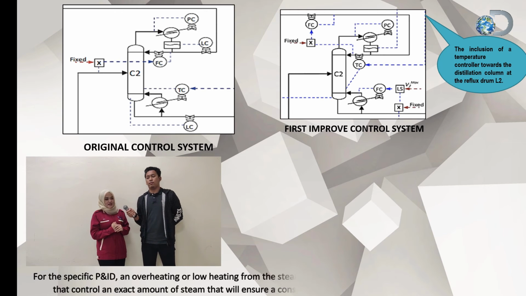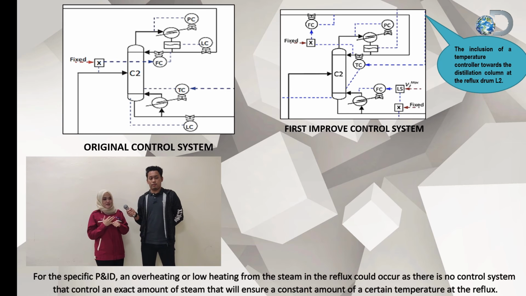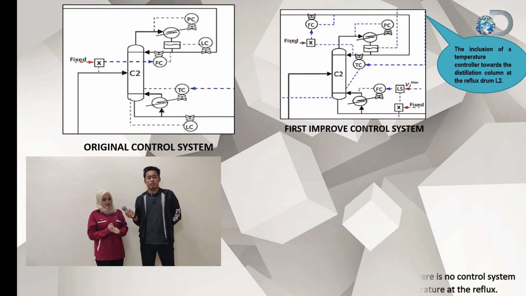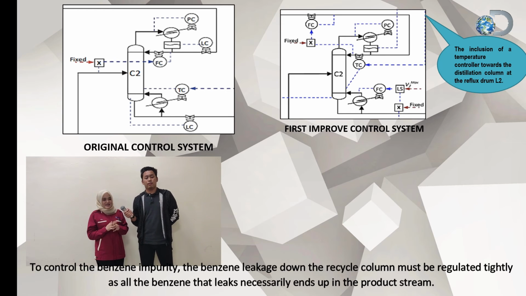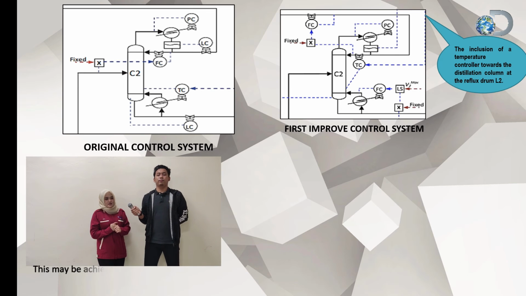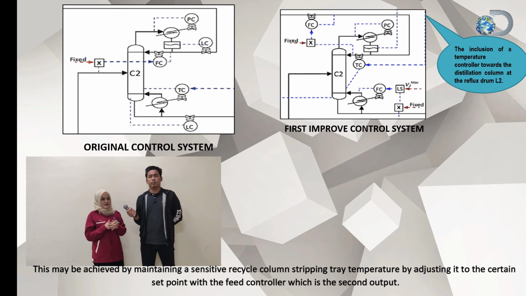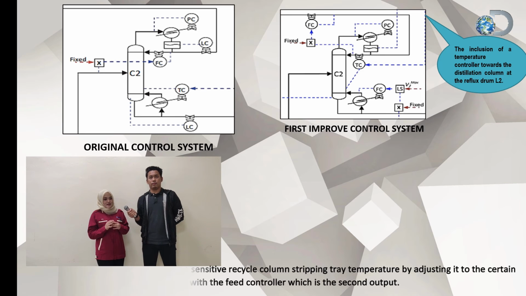So for the specific unit, overheating or low heating from the steam in the reflux will occur as there is no control system that controls the exact amount of steam that will ensure a constant temperature at the reflux. To control the benzene impurity, the benzene leakage down the recycle column must be regulated tightly, as all the benzene that leaks necessarily ends up in the product streams. This may be achieved by maintaining a sensitive recycle column stripping rate temperature by adjusting it to a certain set point with the feed product, which is the second output.